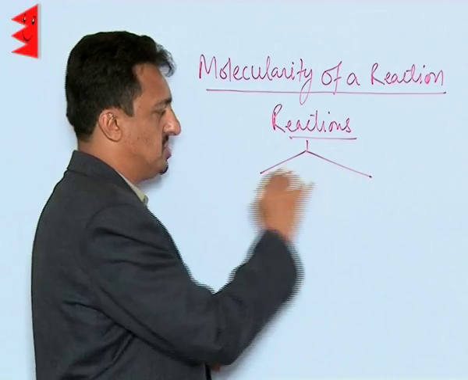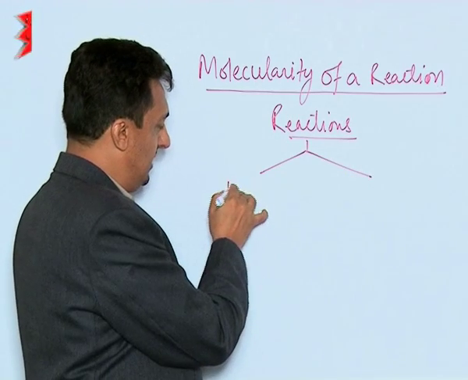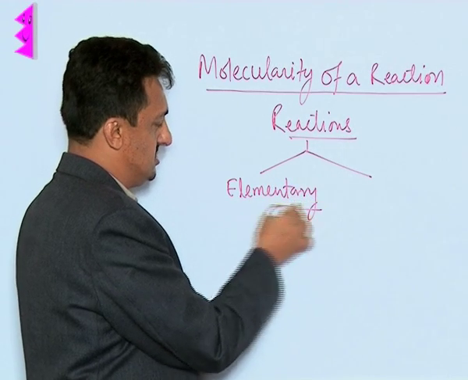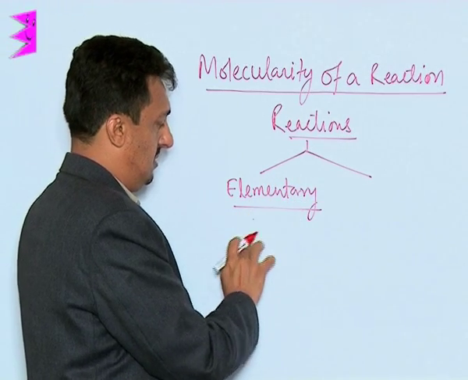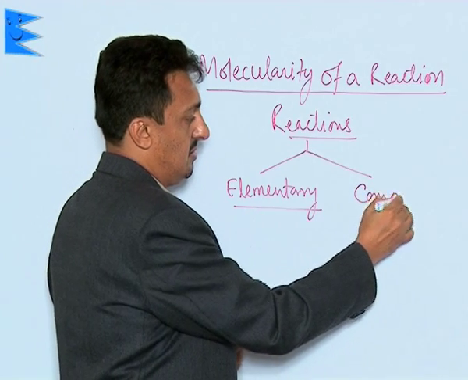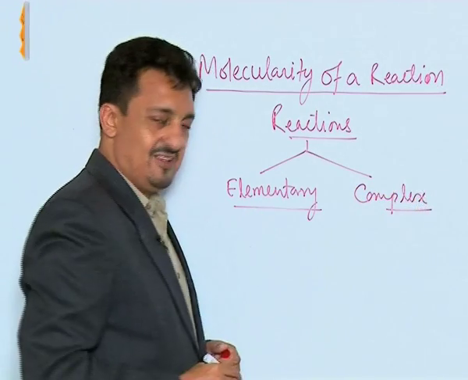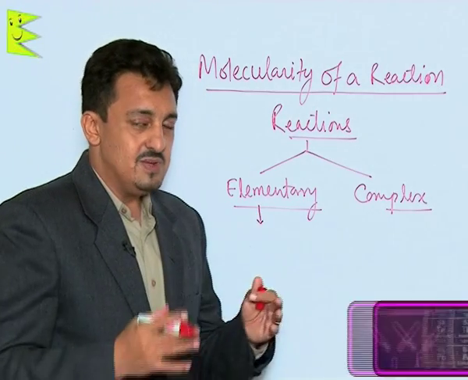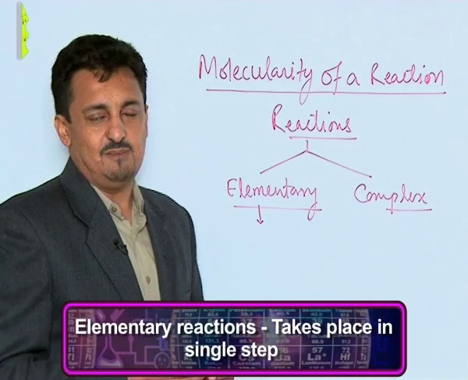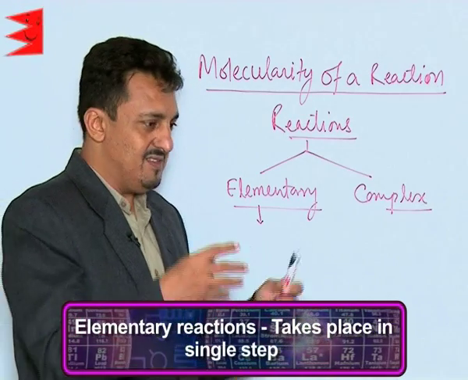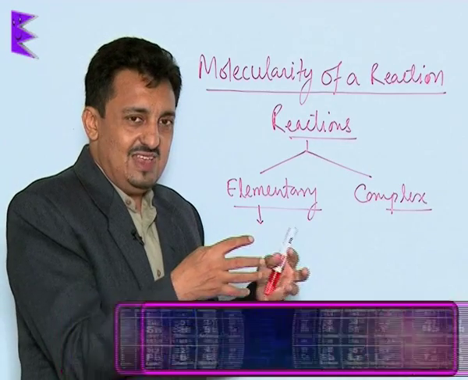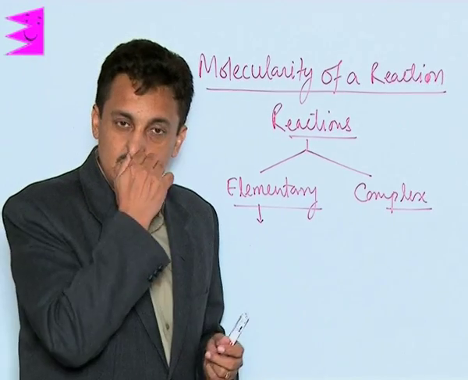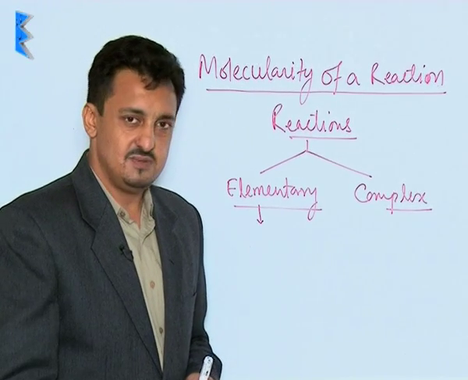Now you need to understand that reactions are basically of two types. They can be elementary reactions or they can be complex reactions. Elementary reactions are those reactions which take place in a single step. And normally whatever reactants are involved in such reactions, they collide simultaneously to form the product. Such reactions are called elementary reactions.